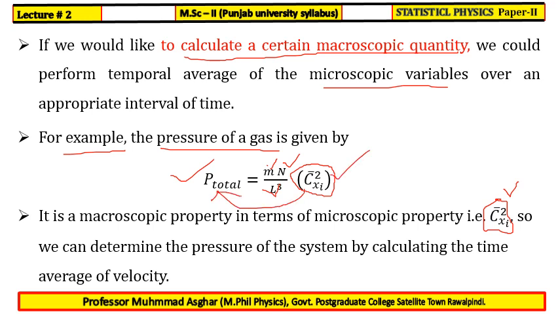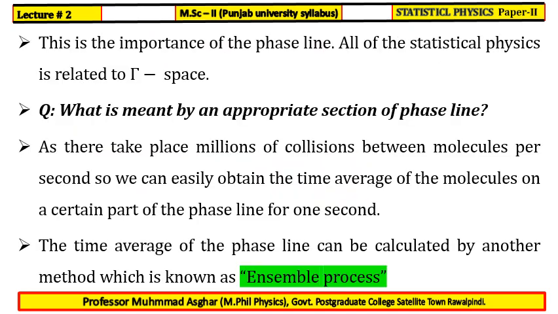So this time average can be found by phase line, and we can find the pressure of a gas, and this pressure is the macroscopic quantity. So it is useful to find the time averages of the microscopic quantities and relate them to the macroscopic quantities. That is why we say that phase line is important in statistical physics, and gamma space is considered because mostly we consider gas molecules, a gas container having n molecules. So gamma space is used.